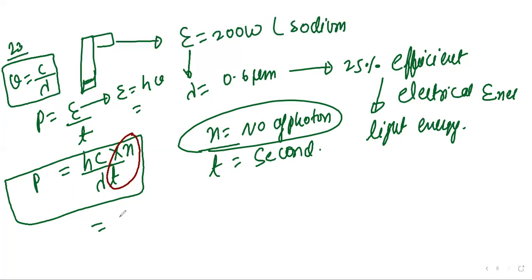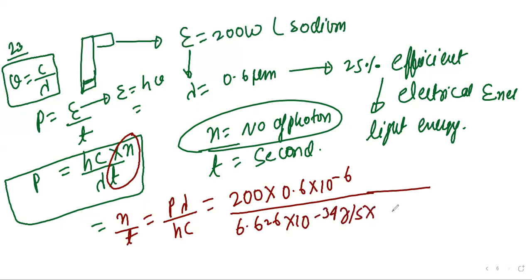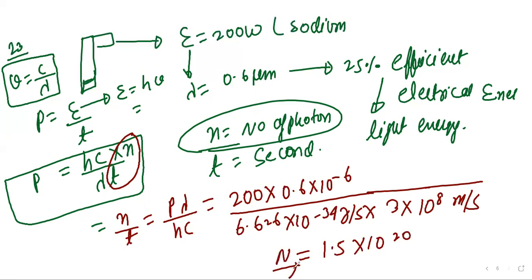Take it on the left side. So n by t will become P into lambda divided by hc. Put the value. Power is 200 watt, lambda is 0.6 micro meaning 10 raised to minus 6, divided by h, Planck constant, that is 6.626 into 10 raised to minus 34 joule second, into speed of light 3 into 10 raised to 8 meter per second. Calculate it, then you will get 1.5 into 10 raised to 20 photons per second.